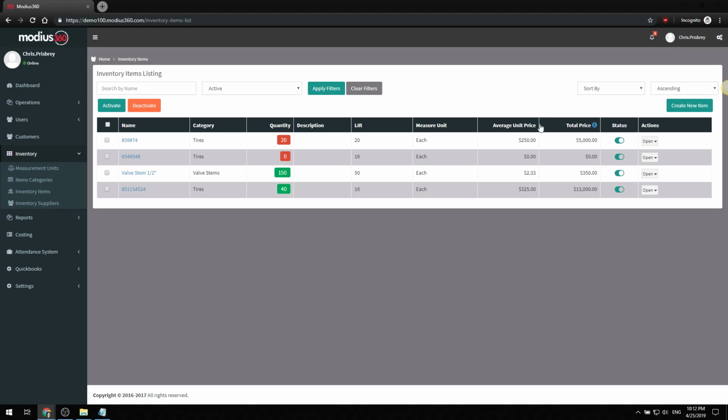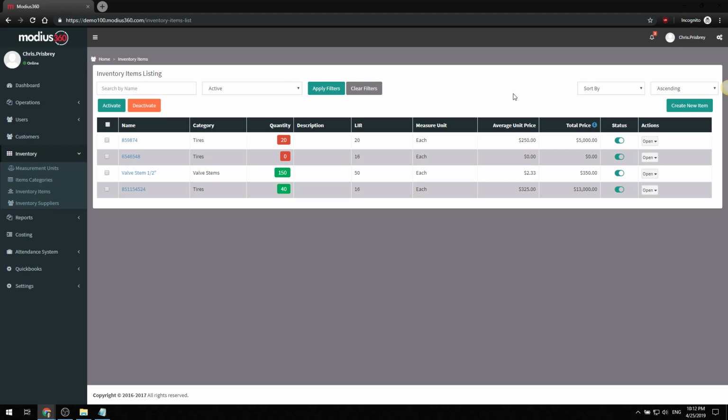I want to briefly delve into this average unit price here. When it comes to inventory, there are a lot of different ways in which you can keep track of costs. A few examples are FIFO, LIFO, or average unit price. With FIFO, it's first in, first out. LIFO is last in, first out. Average unit cost is just the average cost of all of the inventory items that you have in stock.